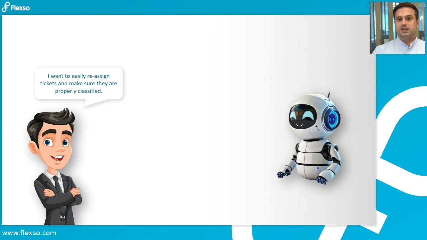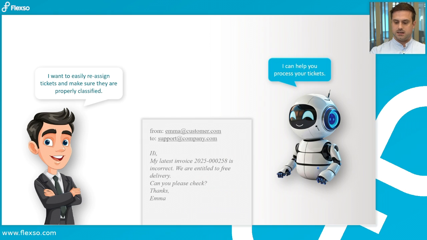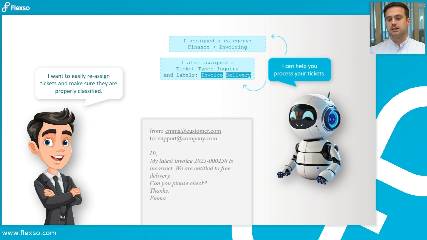So here we have Richard interacting with AI, and Richard says he wants to reassign tickets and make sure they're properly classified. And AI can help with this. So at the bottom, we see a quick email that came in from the customer about a wrong invoice. AI can classify the category by analyzing the text and seeing that it's about a wrong invoice, and categorizes it accordingly into finance and invoicing.